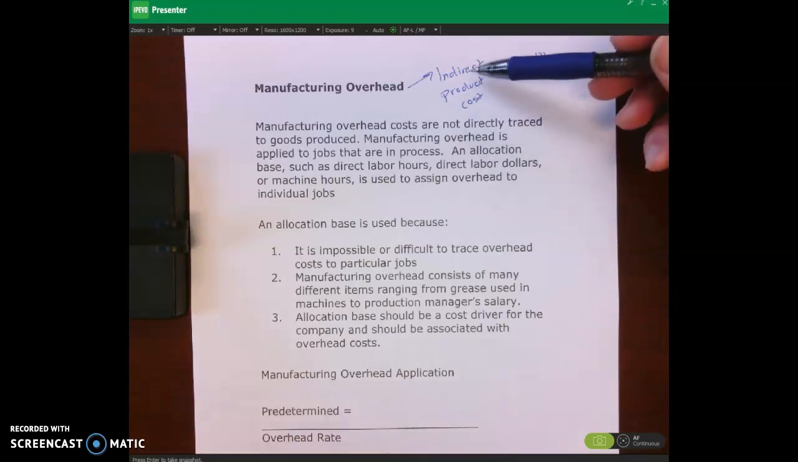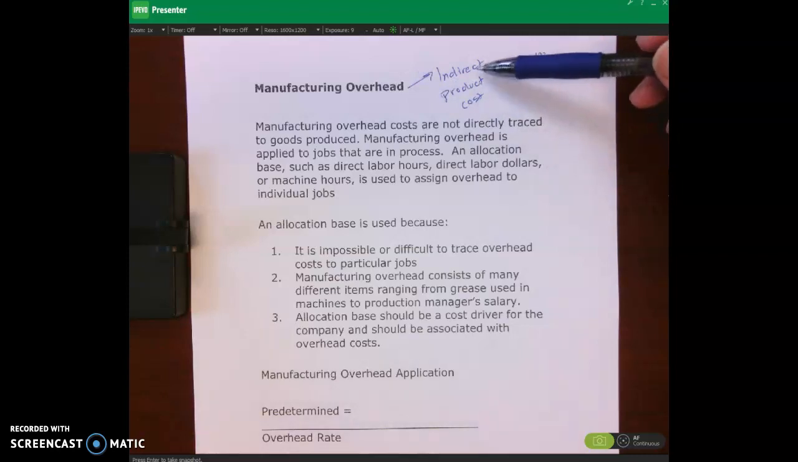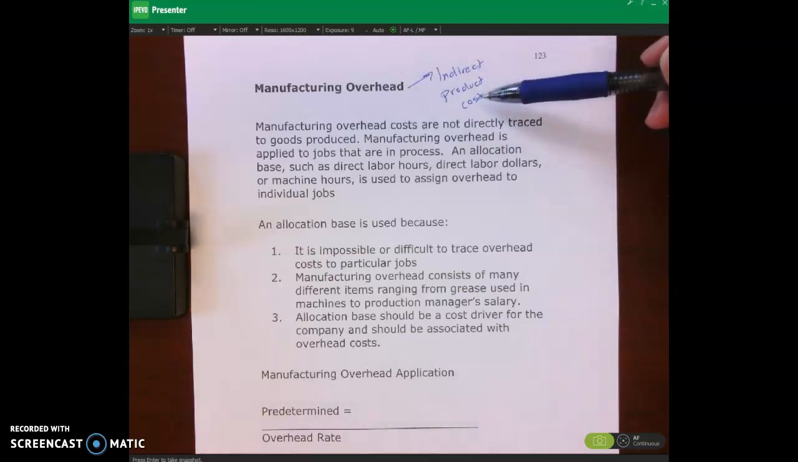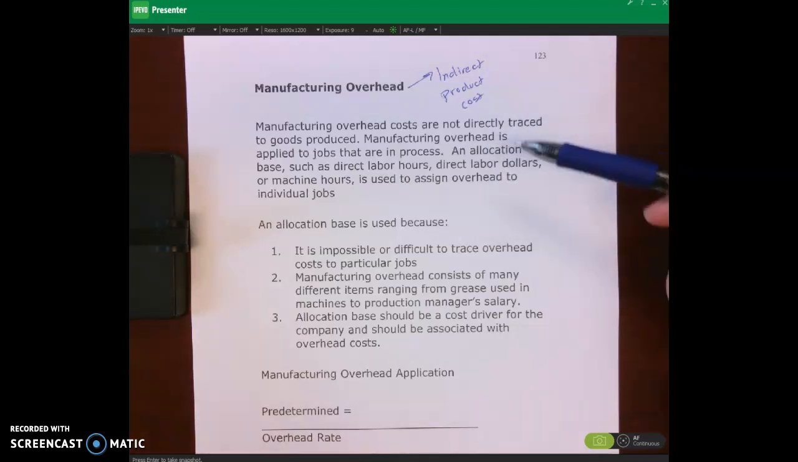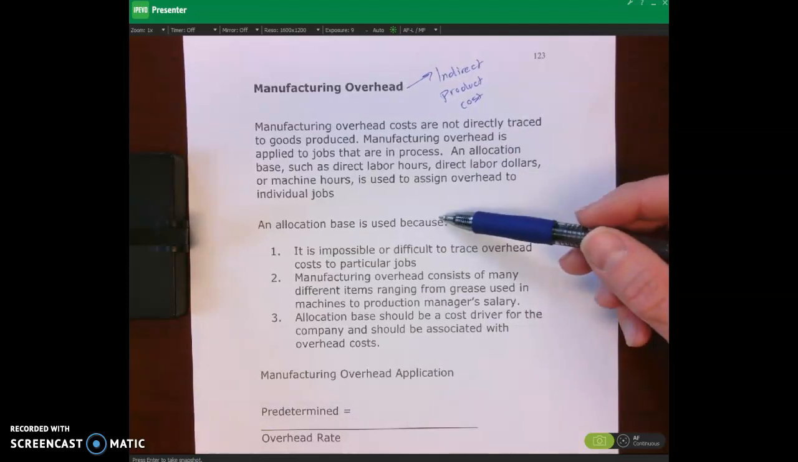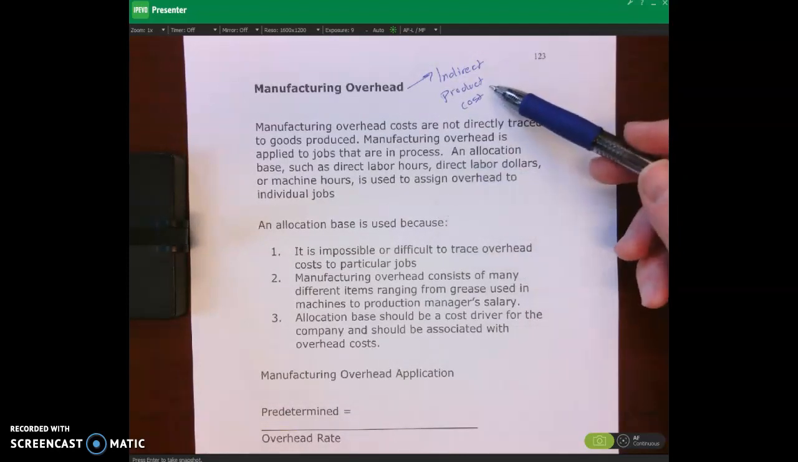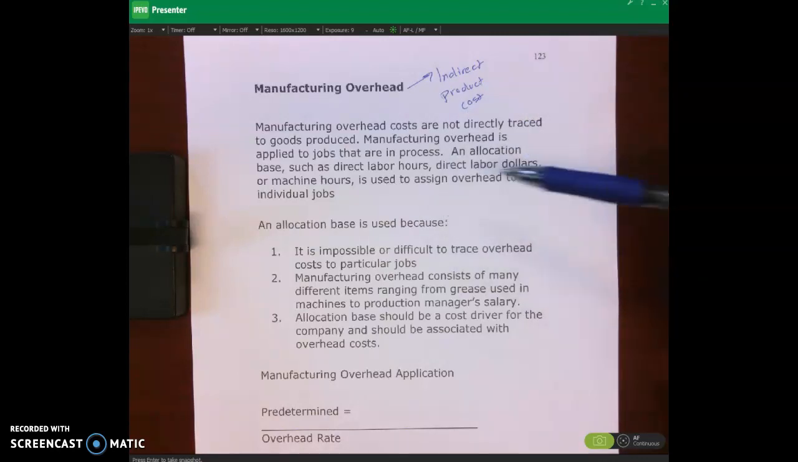Same thing over here with our manufacturing overhead. We can't easily trace our overhead to the products that we make. For example, rent on the factory. We can't easily trace rent on the factory to the products that we make. So we have to allocate it. What we're going to do is use an allocation base to allocate manufacturing overhead to the products that we make.